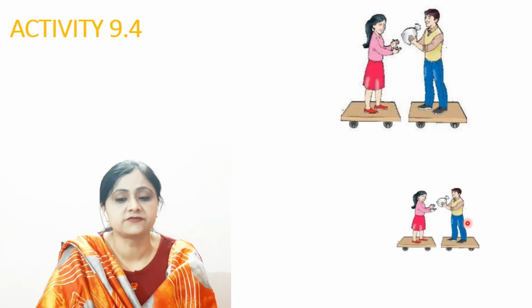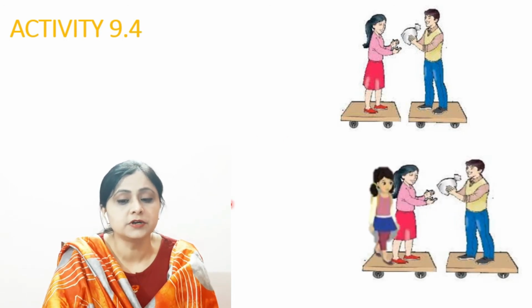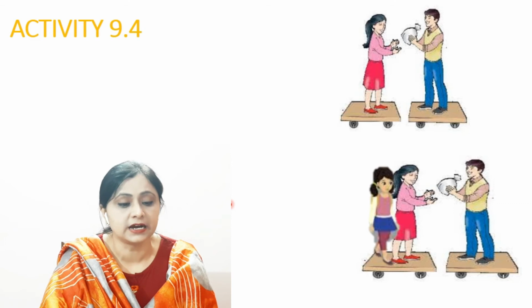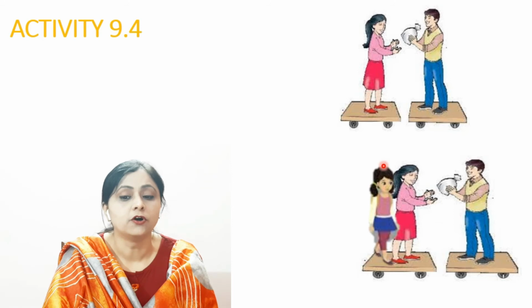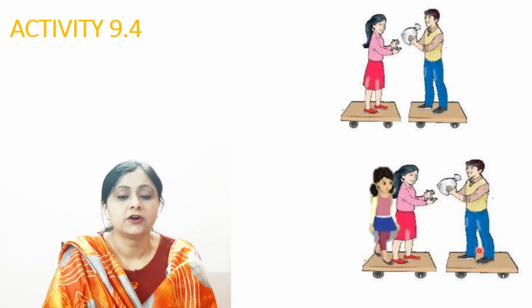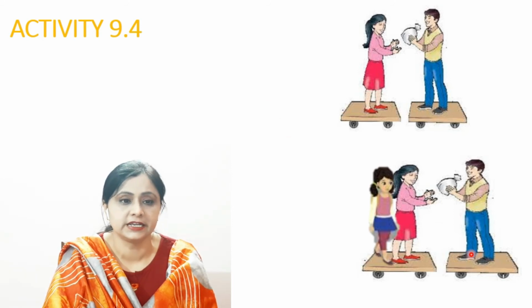Now in the next figure, there are two girls standing on this cart. Now how many girls are there? Two girls are there on this cart. And on this cart, only one boy is standing. Now you have to tell me in which cart more movement will be there: the one on which the boy is standing or the one on which the girls are standing?